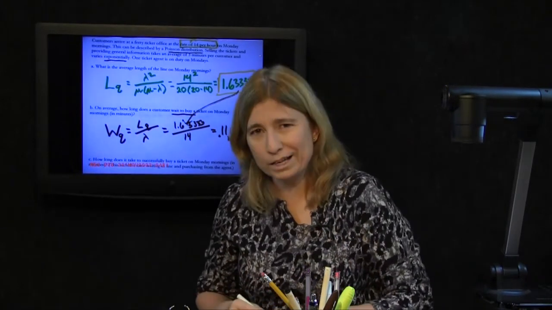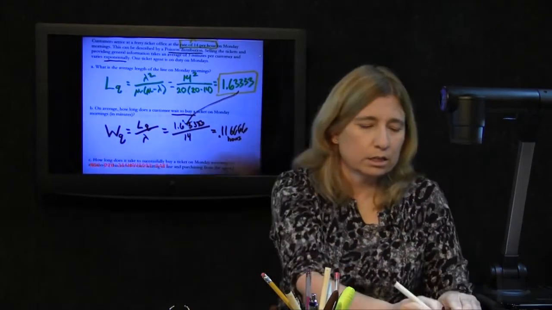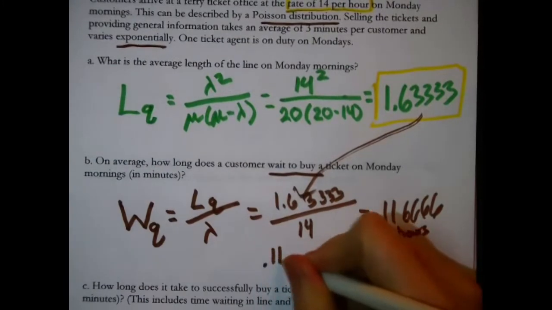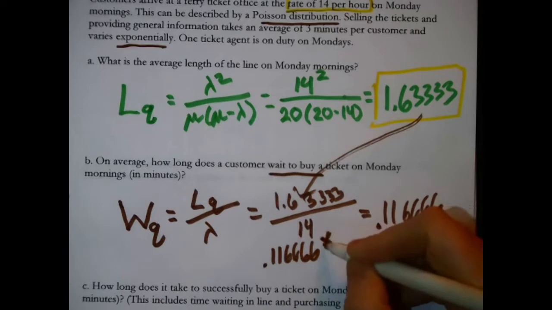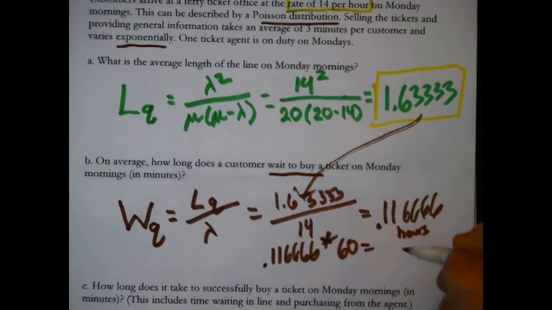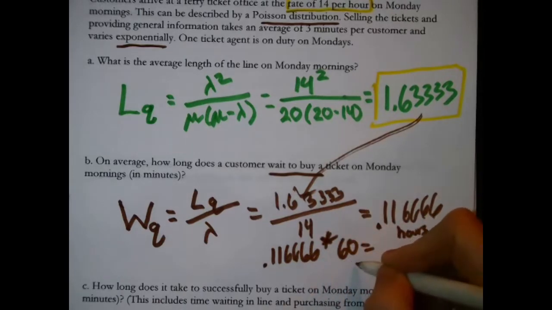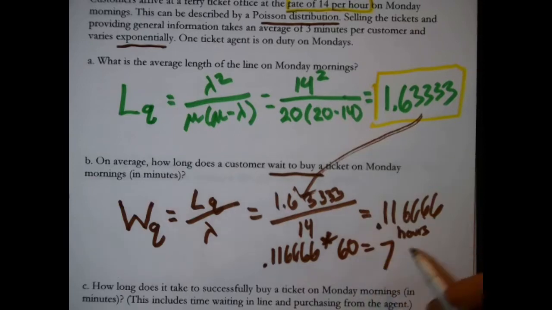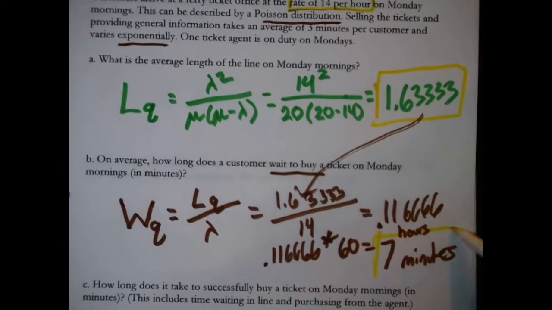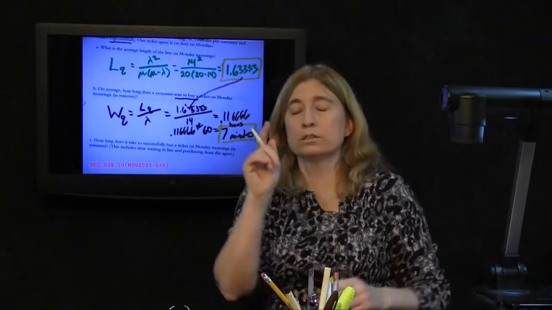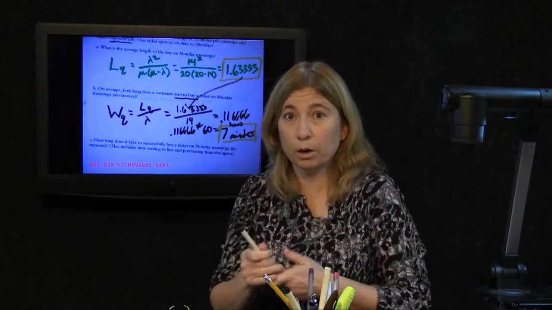Now, we can translate that very easily into something that makes more sense. If it's still showing on the screen of your calculator, just multiply it by 60. There's 60 minutes in an hour. And you may see something like 6.9999999, but basically you are looking at 7. And we are looking at an average of a 7-minute wait to buy a ticket at this office on Monday mornings.